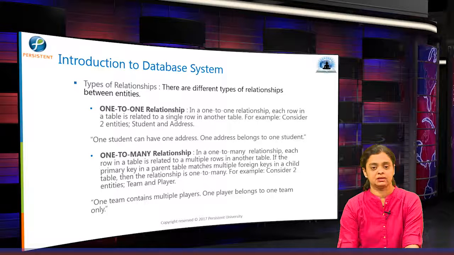one-to-many relationship. In case of one-to-many relationship, each row in a table is related to multiple rows in another table. For example, consider two entities, team and player. One team can contain many players, but one player can correspond to only one team at a time.